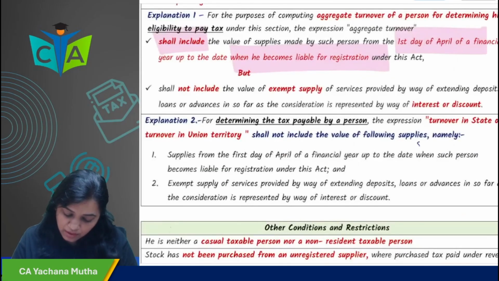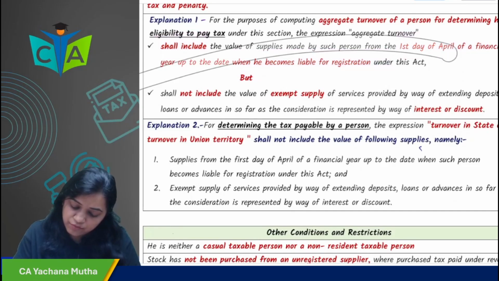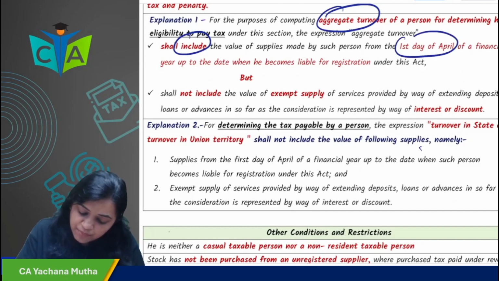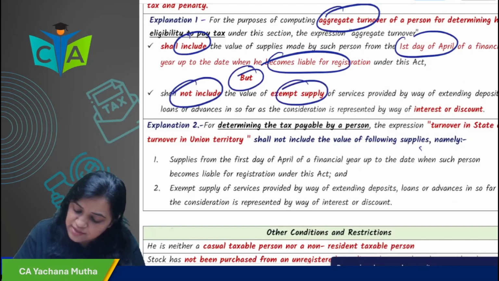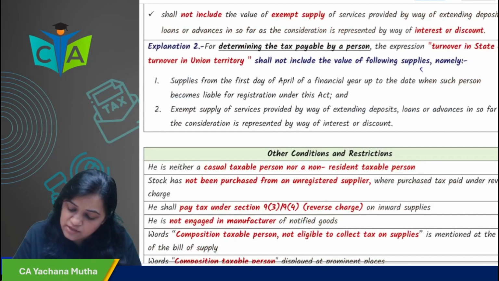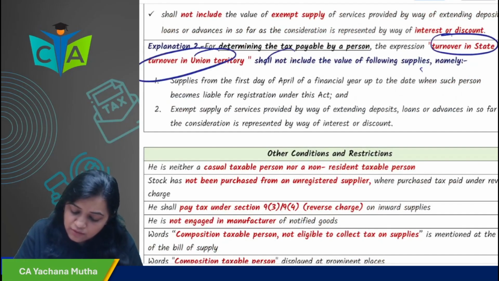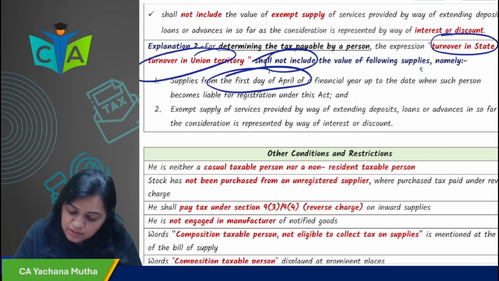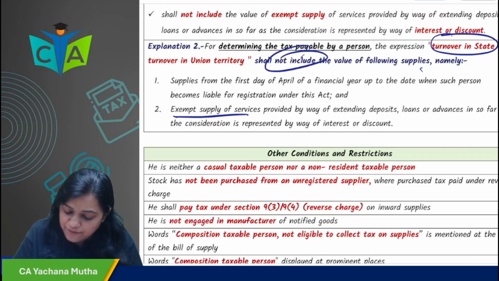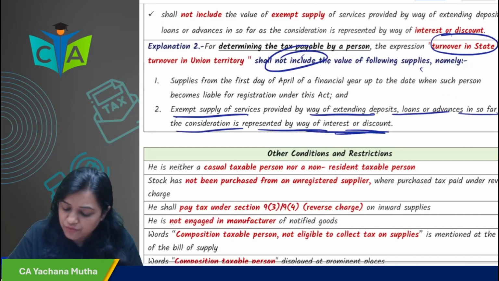Now we'll read the explanations very quickly. For aggregate turnover, you have to include from 1st April till the date you become liable for registration, but will not include the value of exempt supply by way of interest or discount. This was regarding aggregate turnover, two things. And in case of turnover in the state or union territory, it will not include from 1st April till the date you become liable for registration, one thing. Second, it will not include exempt supply of service by way of extending deposits, loans, advances insofar as the consideration is represented by way of interest or discount.